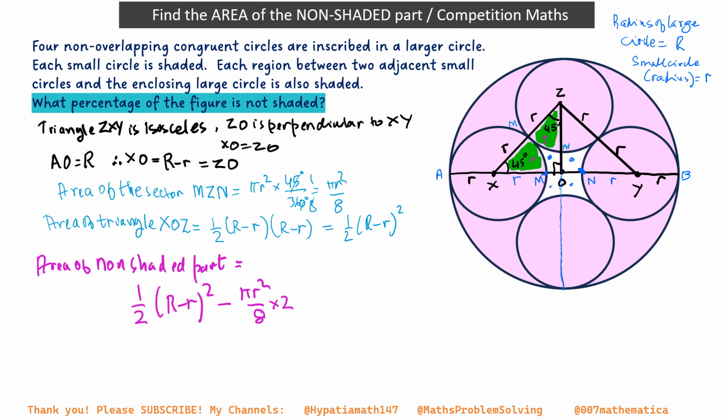So pi r square out of 8 times 2. Then what we can do is, this has to be multiplied by 4 because there are 4 of these white parts, so that we would get 4 times... no, but before simplifying it, I need to have a relationship between this capital R and the small r. Okay, so we can do that.